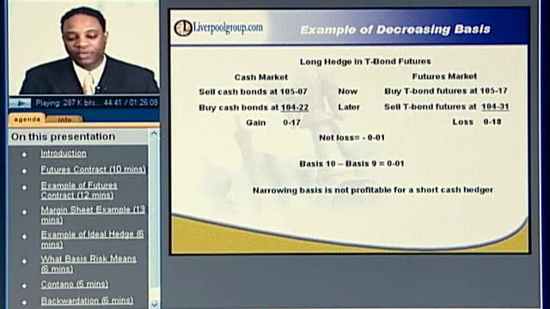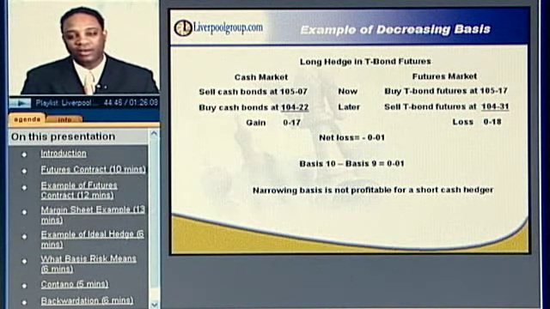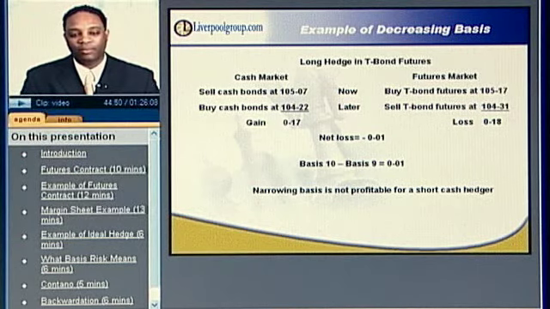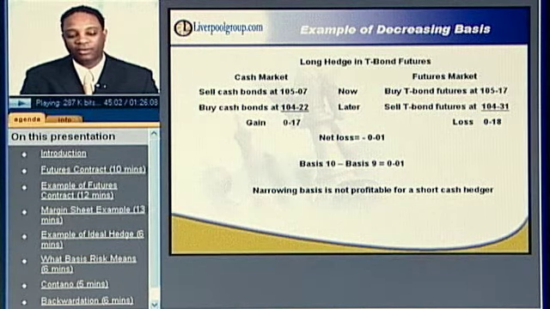Here's an example of decreasing basis in a long hedge scenario. And in a long hedge scenario, it is simply inverted. These are the buyers, the sellers in the marketplace, and they're doing a short cash hedge. So they intend to sell the cash bonds now and buy them back later in the cash marketplace.